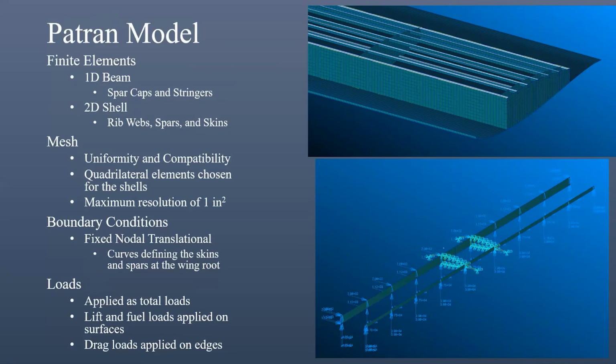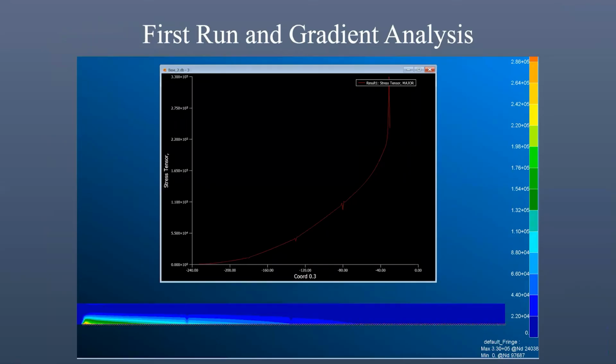Boundary conditions: there was a fixed nodal translational constraint along the curves defining the wing roots, defining the wing skins and spars at the wing root, and the loads were applied as a total load along the wing spars. The first run of the analysis output a stress that was an order of magnitude higher than expected. Qualitatively, the stress distribution was consistent with that of a structure in bending.